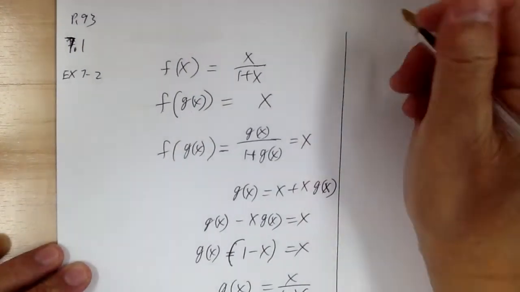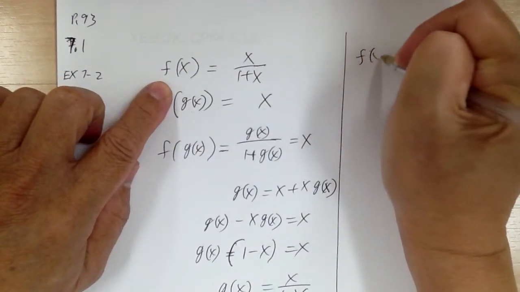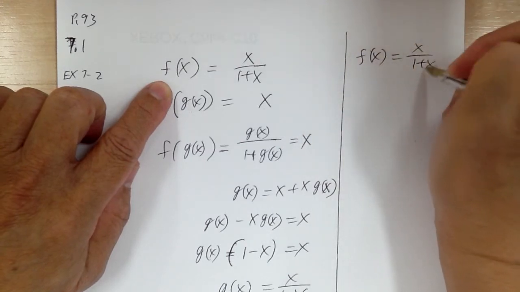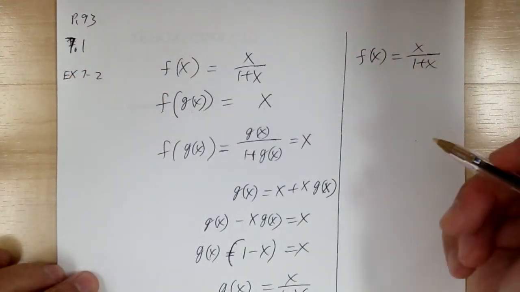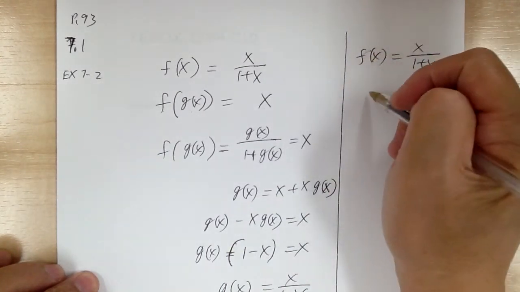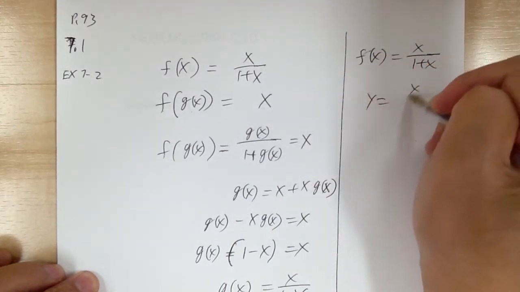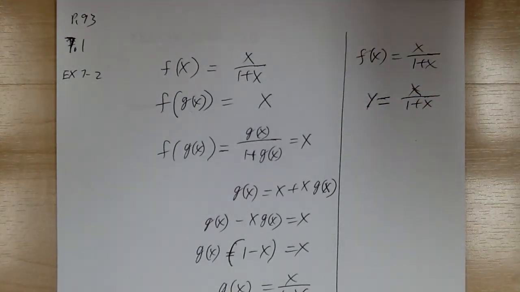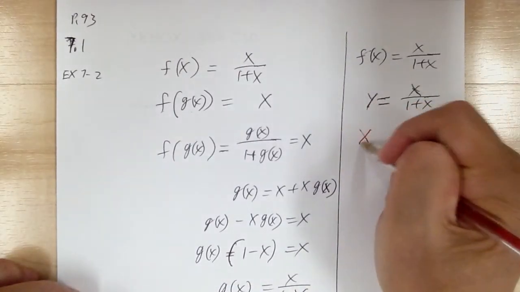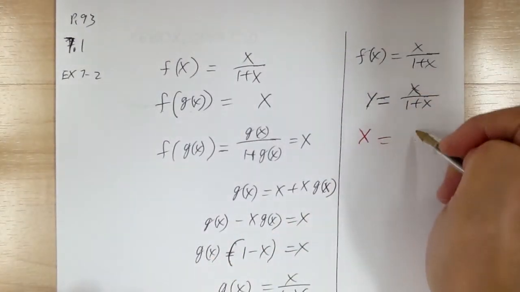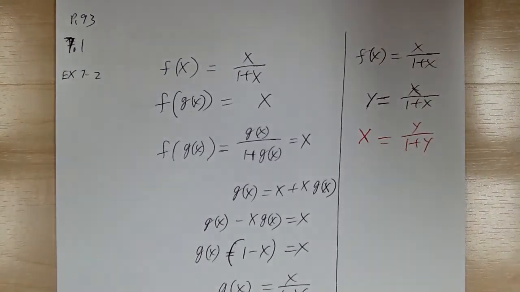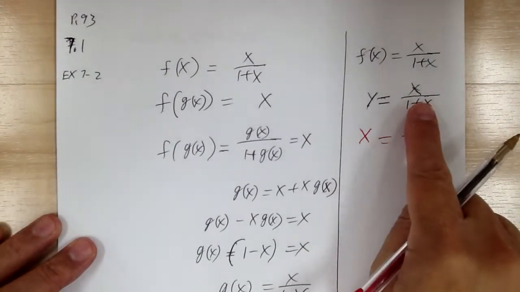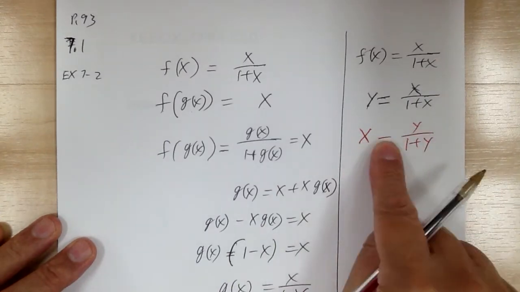Another way of doing it is if you have f of x equal to x over 1 plus x. Okay? So what you want to do is let this equal y, right? f of x is y. Okay. So inverse function means you switch x and y. So what you're going to do is interchange x and y. So y becomes x, and x becomes y. Then after that, you're going to solve for the new y. Again, notice I color code, right? So this is for the inverse function.